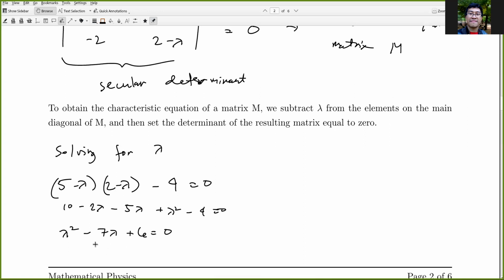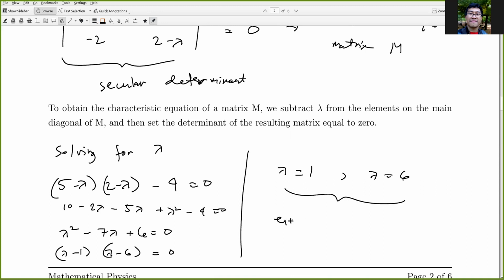We simplify this by writing it as a product of (lambda - 1) and (lambda - 6) equals 0. This gives us lambda equals 1 and lambda equals 6 as solutions of this equation. These are our eigenvalues or characteristic values.